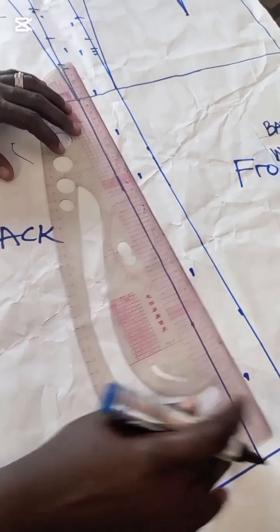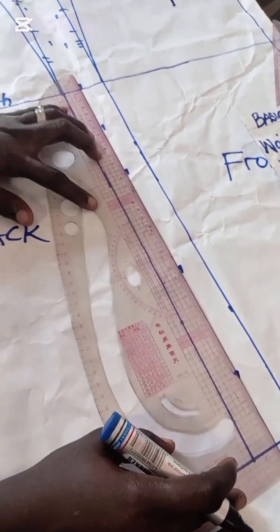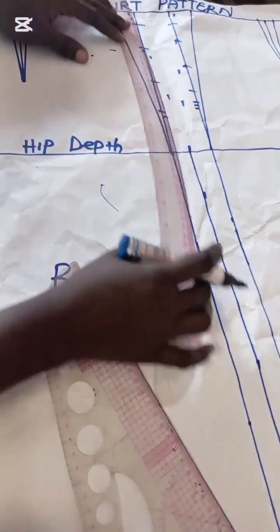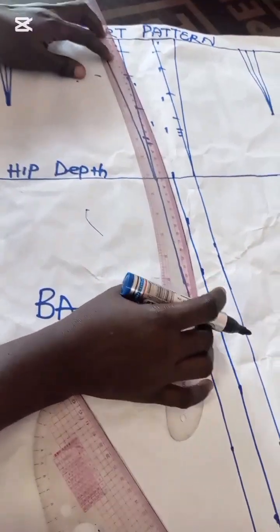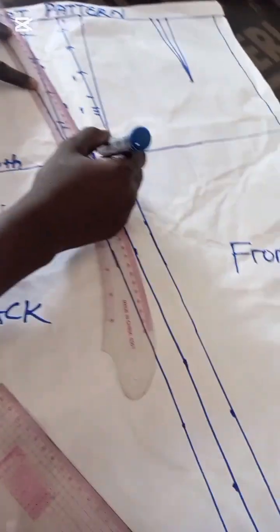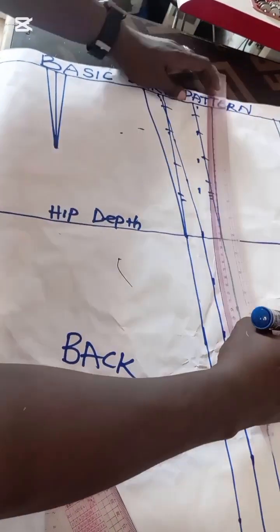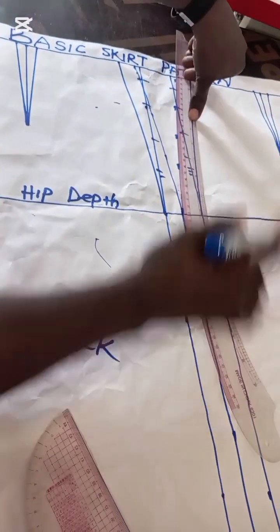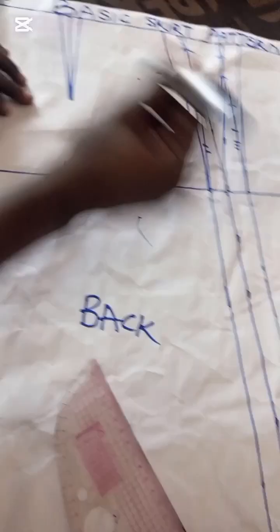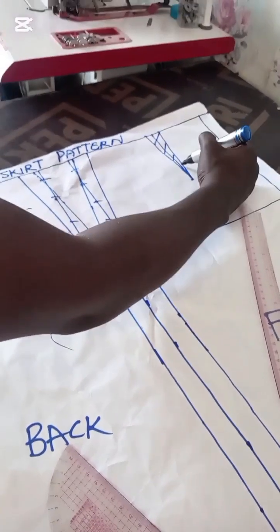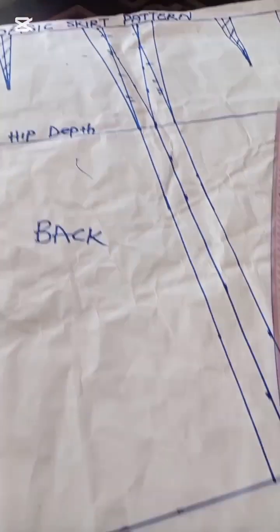So let me just do the one down here first. We're going to measure it from here down to the hip depth, and we're going to use this hip curve. Let's just follow the mark from here down here, and the other part. Remember, this is the back and this is the front. We'll just follow the same shape down here. So we can just shade that part to know that we are not going to include it in our pattern. So we are basically done.